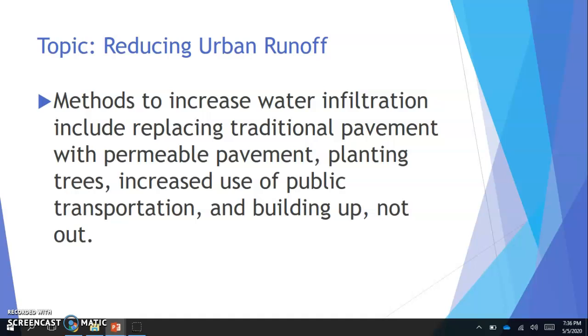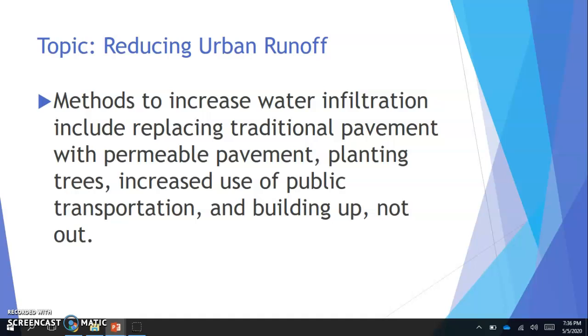Reducing urban runoff. Methods to increase water infiltration include replacing traditional pavement with permeable pavement. That means that when it rains, the water can seep through the pores and go to the soil. Planting trees, increased use of public transportation, and building up, not out. So when we say building up, not out, that means basically building tall apartment buildings and encouraging urban living as opposed to suburbs.